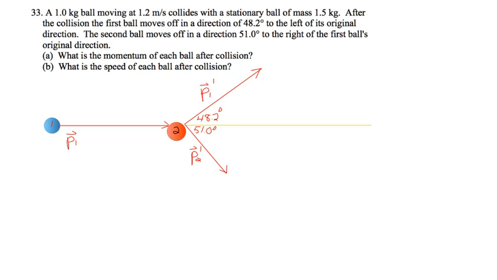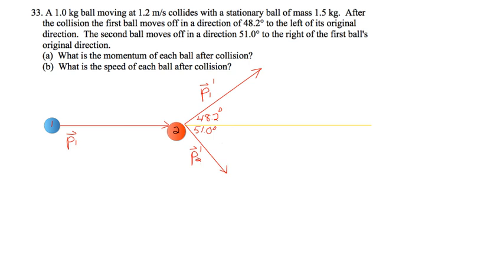What I have on the board right now is worth 4 points. What I'm looking for is that the 3 vectors are on here, the 2 angles are on here, and the 3 vectors are all labeled. So that's how you get the 4 points. The next 2 points is to calculate the momentum before collision.